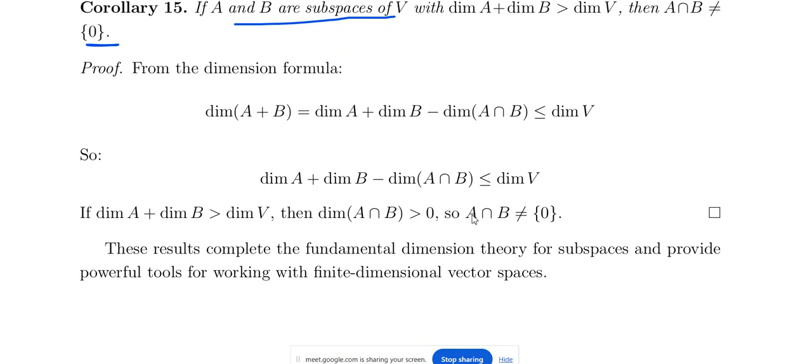This is a very simple idea. Dimension of A plus dimension of B minus dimension of A intersection B is less than or equal to dimension of V. But given that dimension of A plus dimension of B is greater than dimension of V, the dimension of A intersection B should be greater than 0. A intersection B should not be only the zero element.